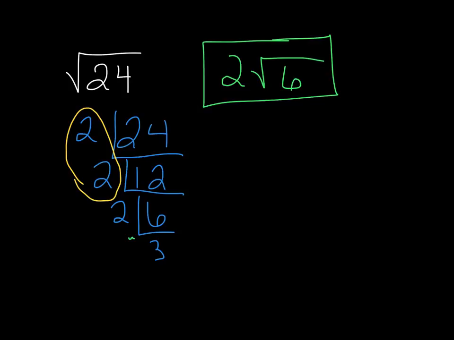Now, if you want to check it, you can square the outside number and multiply the inside numbers, and it should get you 24. So 2 squared is 4, times 6 is 24, so that checks.